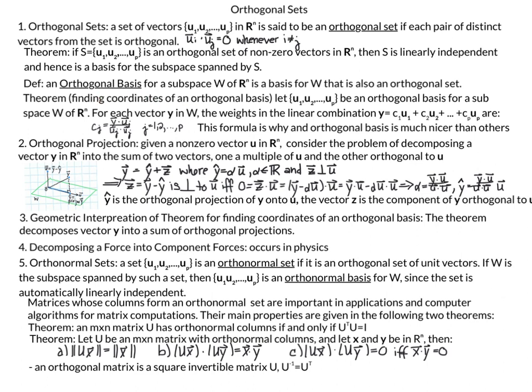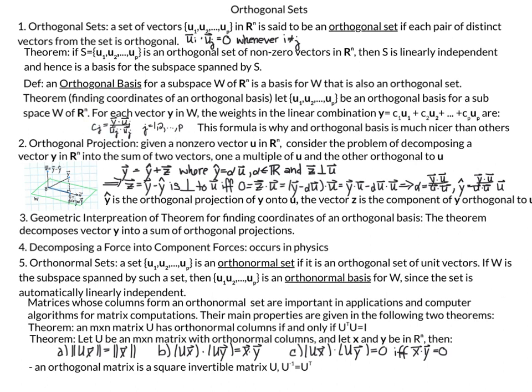So for example, according to this theorem, if u1, u2 up to up is an orthogonal basis for a subspace W of Rn, then for any vector y in W, we can find the coefficients in front of each vector by c sub j, that's the jth basis vector. c sub j is equal to y dot u sub j all over u sub j dot u sub j.